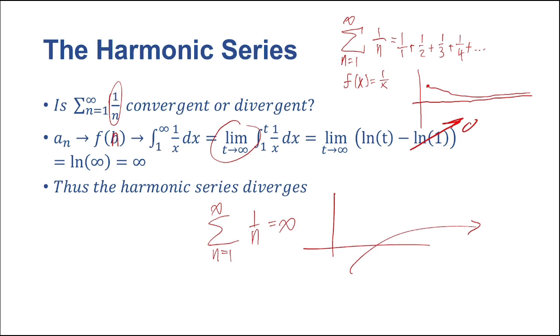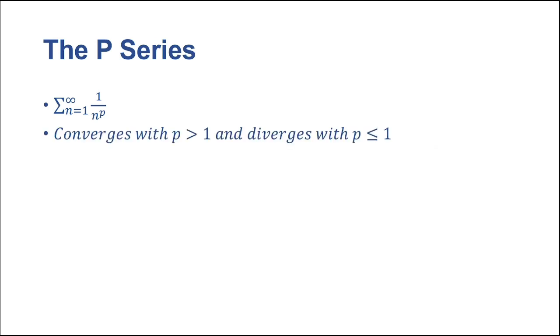Okay, so now we want to expand the harmonic series to look at all of the series where we have 1 over n to some power. The harmonic series is 1 over n to the first power, so that's a special case of the p-series. The p-series is the sum from n equals 1 to infinity of 1 over n to the pth power. It turns out that we converge when p is larger than 1, and we diverge when p is less than or equal to 1.